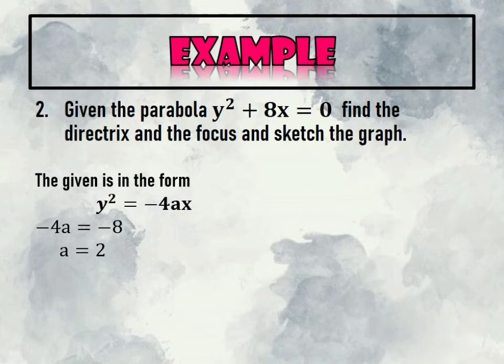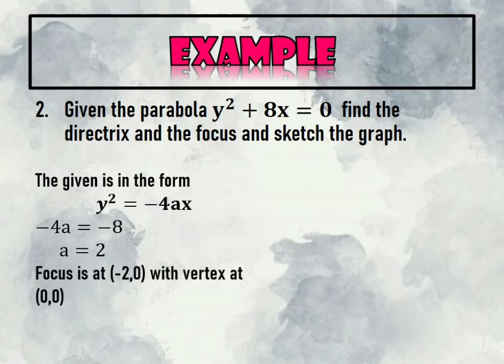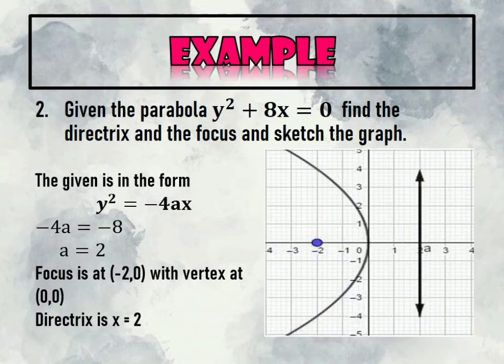The ordered pair of the focus in this equation is (negative a, 0). So the focus is at (negative 2, 0) with vertex at (0, 0), and the directrix is x equals 2. So this is the graph of y squared plus 8x equals 0.